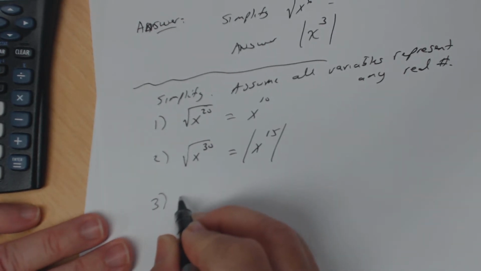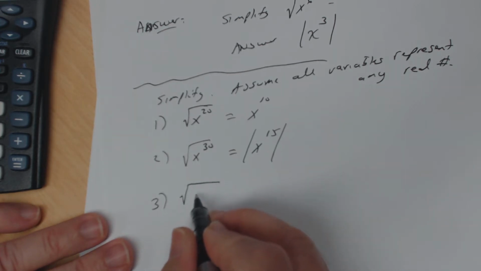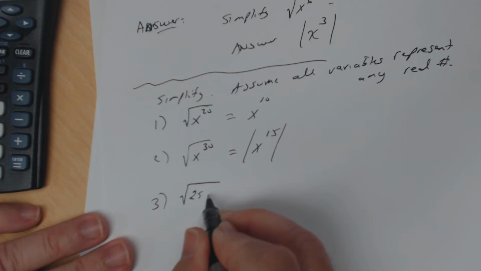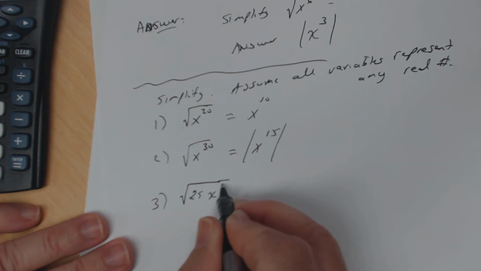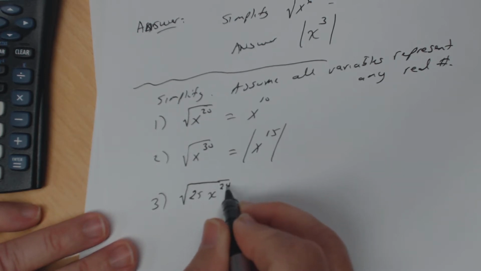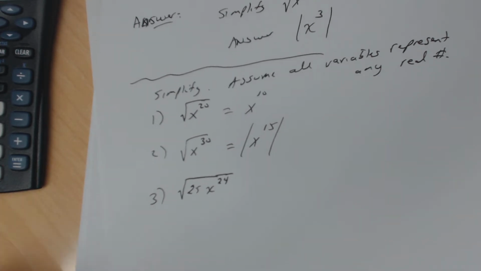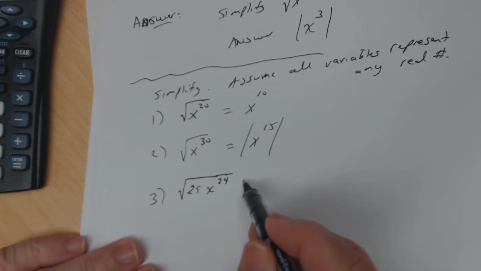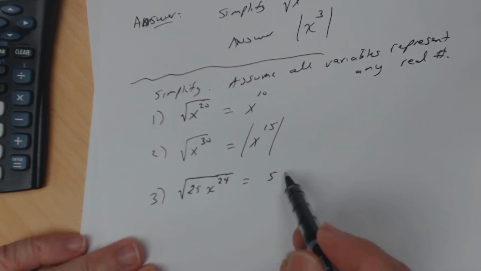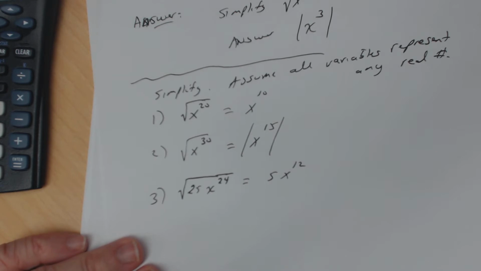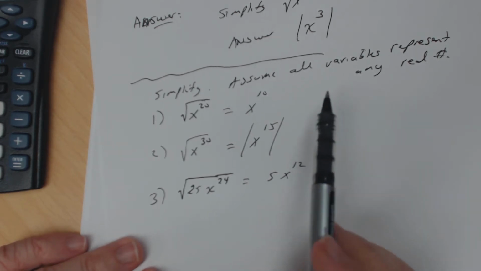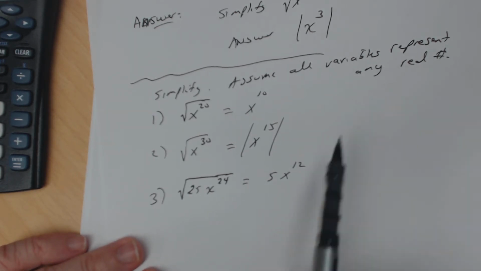Number three, the square root of 25, x to the, let's say, 24th power. Square root of 25, x to the 24th power. So when I simplified this, based on what we did in the previous lesson, that was just 5x to the 12th. All right? Okay, now, we're assuming that all the variables represent any real number.